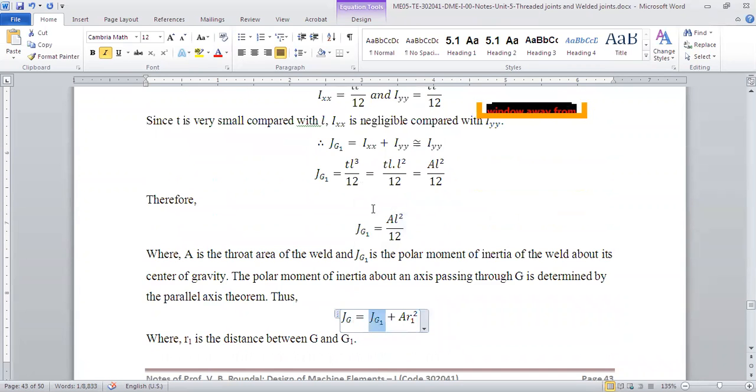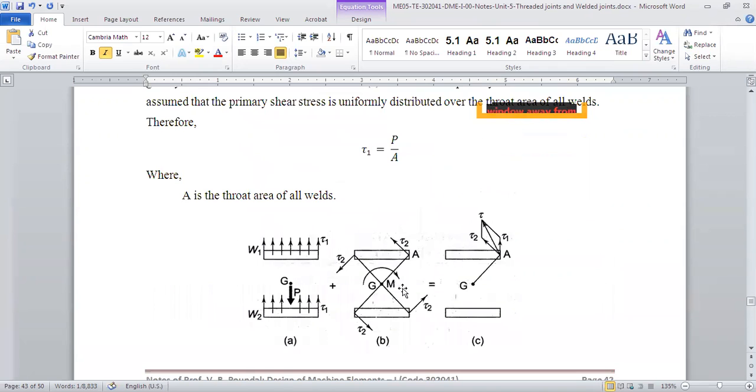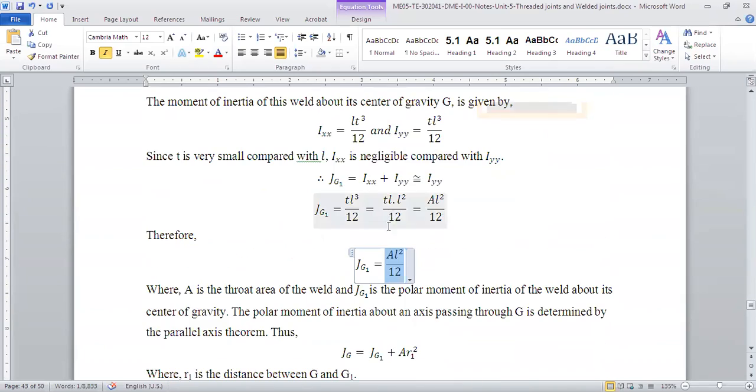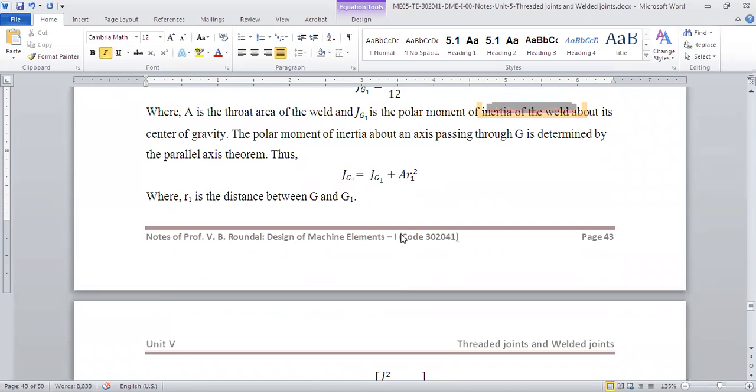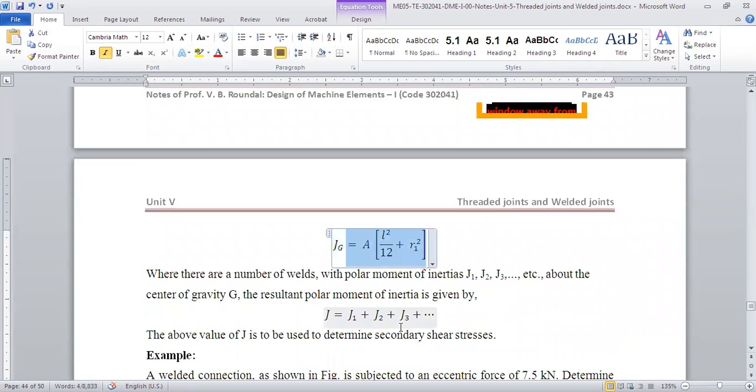So here we know that J1 we just calculated is AL square by 12, plus A into R1 square. R1 is what? The distance from the CG, right? This is the distance. So we know that, and from that we can calculate. That's why I was saying we need the area, because here we can take the area outside. So J at the center of gravity of the assembly is equal to area into L square by 12 plus R1 square. Got it? So similarly, if we have different areas with J1, J2 polar moments of inertia, then we can calculate those using this formula. Got it?